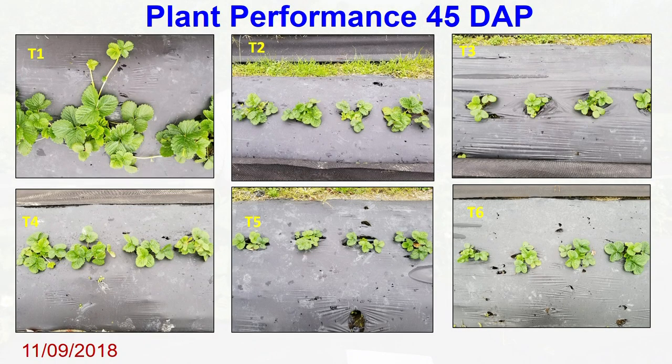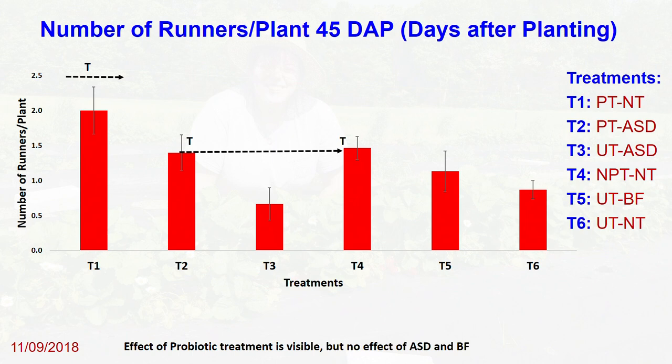So we took our first measurements in November, 45 days after planting, and we tried to look if there are any changes in vegetative growth within 1 month of planting. So we observed certain changes. For example, if you look at this graph, on the x-axis we have all the treatments, and on the y-axis we have number of runners per plant. So we observed that in the treatment where we dip the plugs in probiotics, these plants generally produce more runners in comparison to control or other treatments. So that means there is something going on.